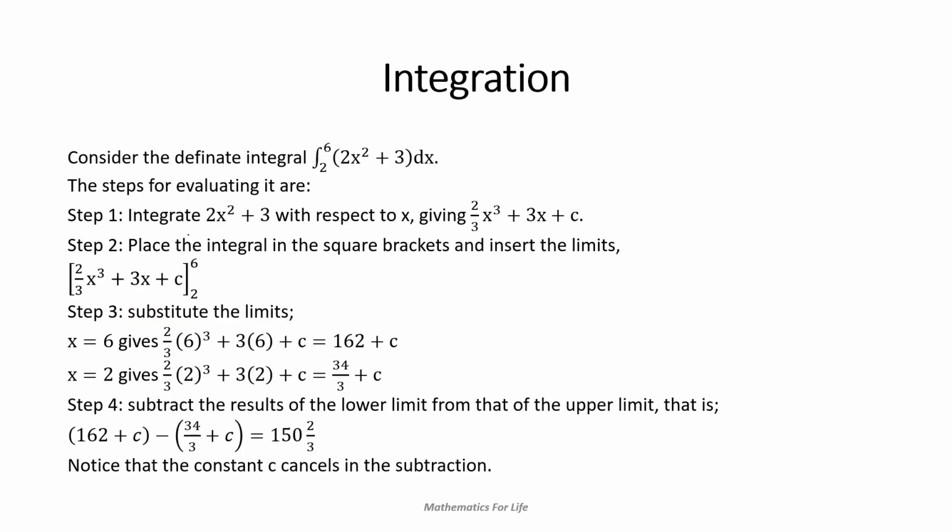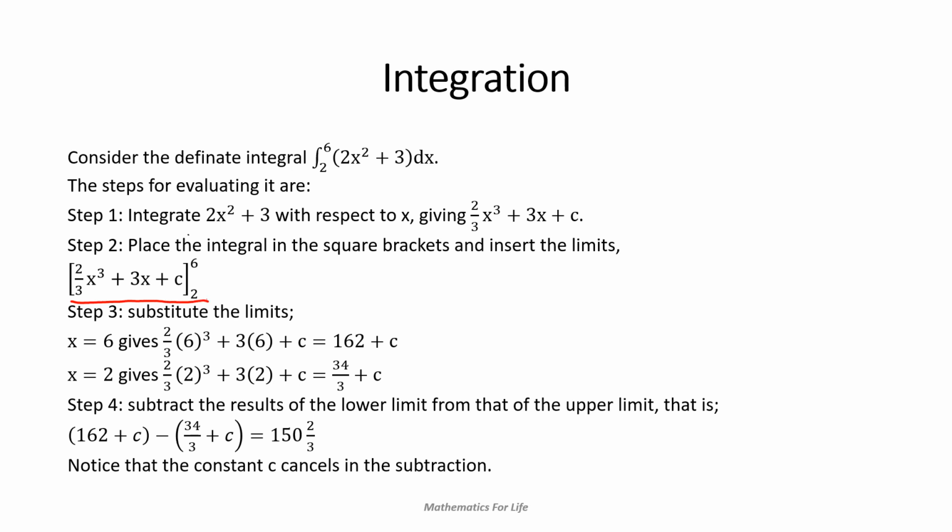Let's take an illustration. Consider the definite integral, the integral from 2 to 6 of 2x squared plus 3 integrated with respect to x. The steps for evaluating this integral are as follows. Step number 1, integrate 2x squared plus 3 with respect to x, which will give us 2/3 x cubed plus 3x plus the arbitrary constant c. Step number 2, place the integral in the square bracket and insert the limits as indicated over here.